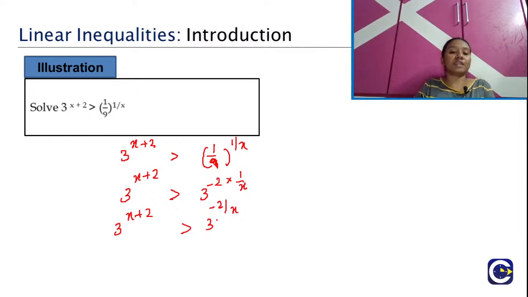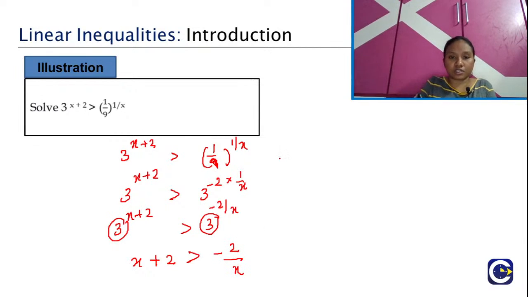So here what is our a value? This is greater than 1. Then there will not be any change in the sign of the inequality. So now how can we write it? x plus 2 greater than minus 2 by x, and simplify it easily. So let's just do that.